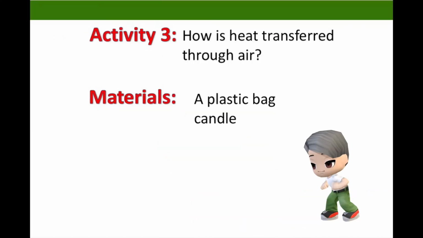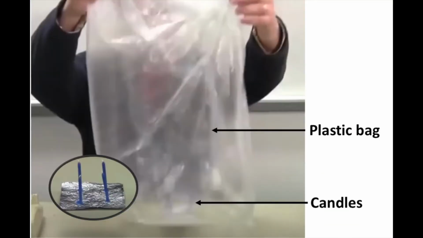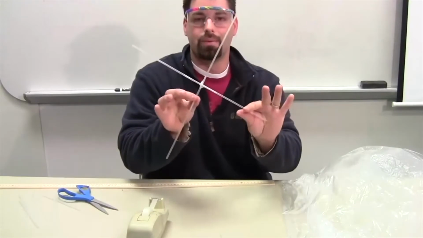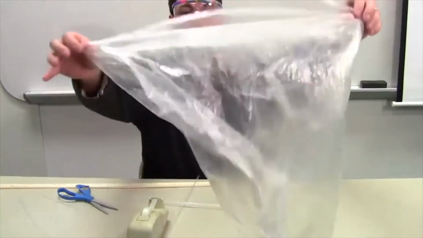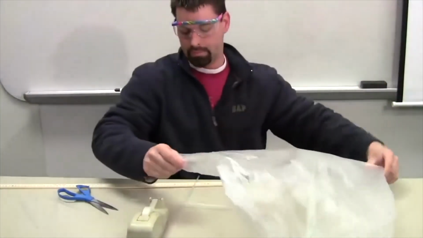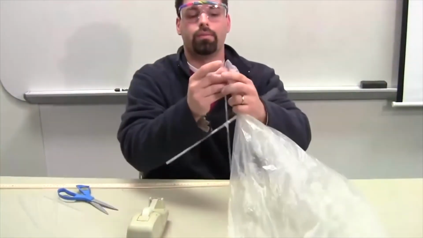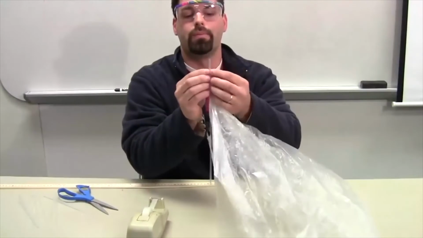For our last activity, you will observe how heat travels in air. Put the lighted candle on the table. Place the plastic bag in an inverted position such that the candle is inside the bag. Observe what happens as the air inside the bag is heated. Now, watch this.